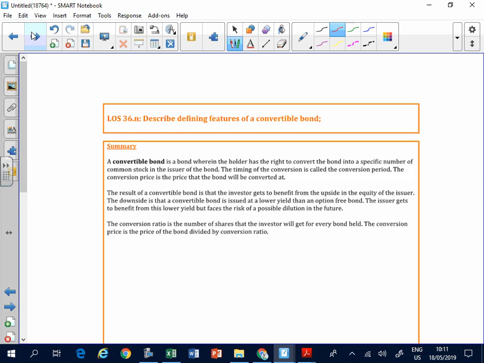As a result of a convertible, you get a benefit from upside in equity. The downside is that obviously the bond will have a lower yield. Okay, we'll get to that. The conversion ratio is the number of shares that the investor will get for every bond held. Much like the calculation I showed you on how to calculate it. You've got the bond, and the value of equity, and on the day you trade the bond, you will determine what the conversion ratio will be. Okay.